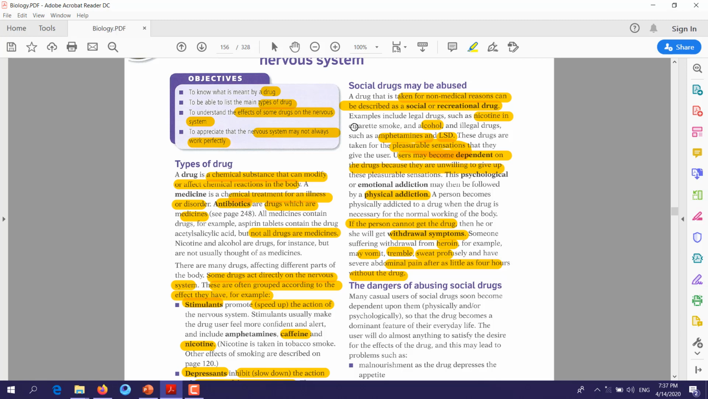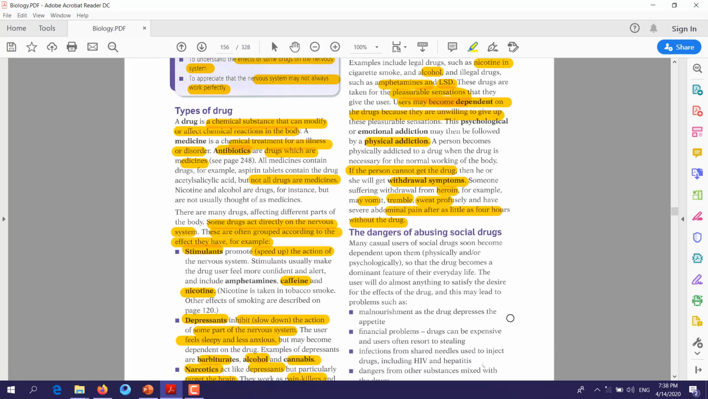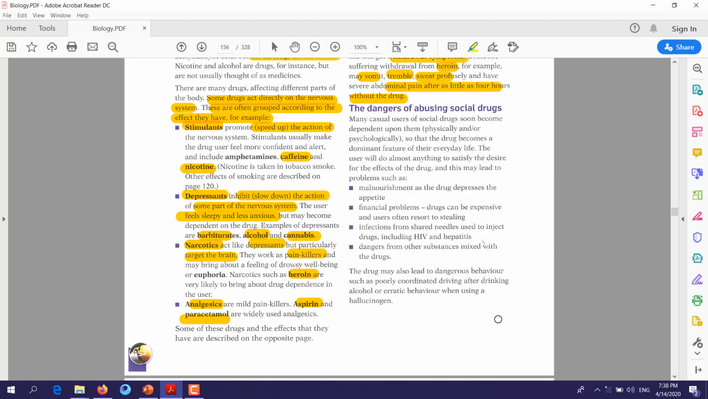So social drugs, you take them to feel high, but they have a negative side, or a negative effect. It's when you try to quit or stop taking it, or if you are unable to take it anymore, that some physical symptoms will show on your body, as we said here: vomiting, trembling, sweating, and so on.